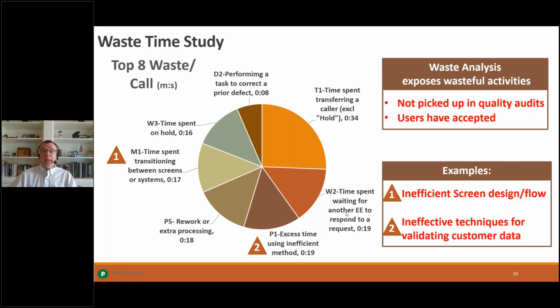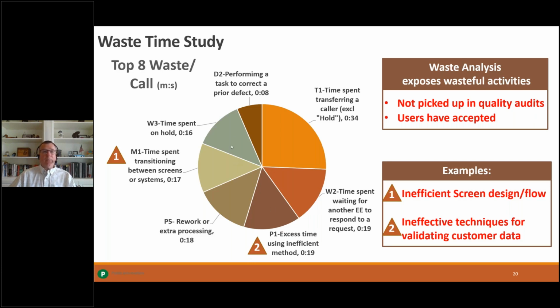You're looking at waiting for another employee to respond. Often when you're reaching out to second level support to get an answer, they need to do some research. So not only are you waiting, but the customer's waiting for that answer to come back.